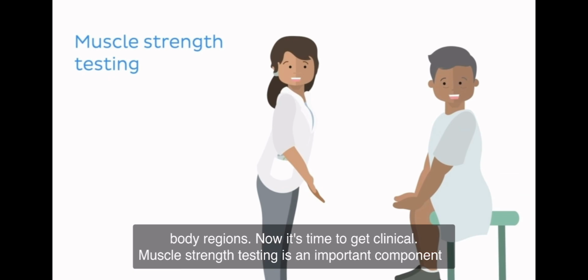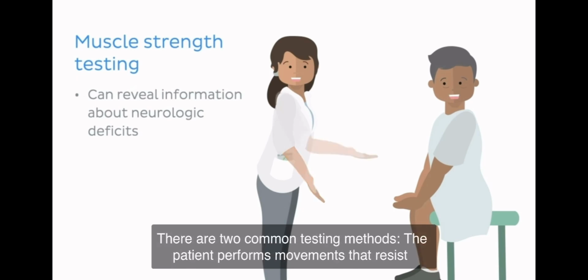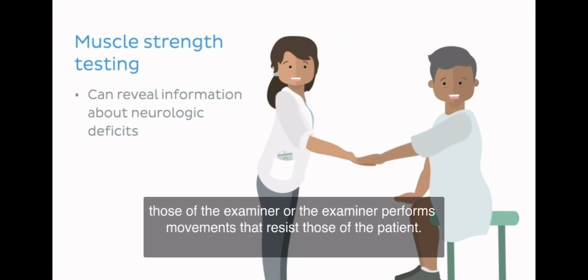Muscle strength testing is an important component of the physical exam that can reveal information about neurologic deficits. There are two common testing methods. The patient performs movements that resist those of the examiner, or the examiner performs movements that resist those of the patient.